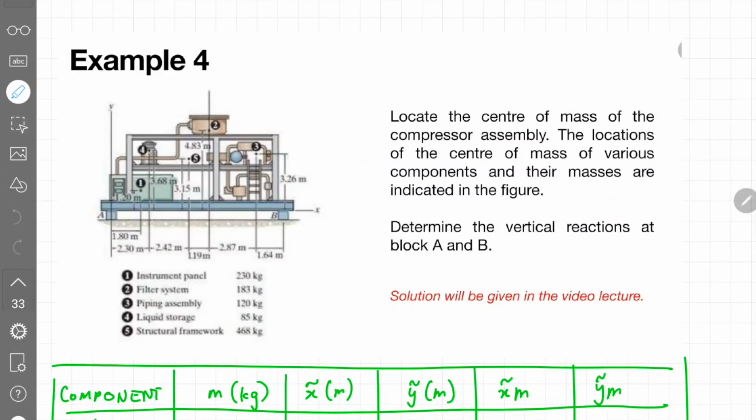Okay, so now let's look at a more realistic and applied kind of example. In this example, you are required to locate the center of mass of a compressor assembly. This assembly is made up of multiple components and the masses are given in the figure.